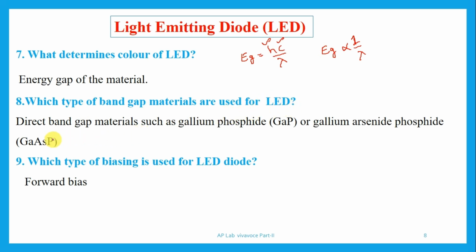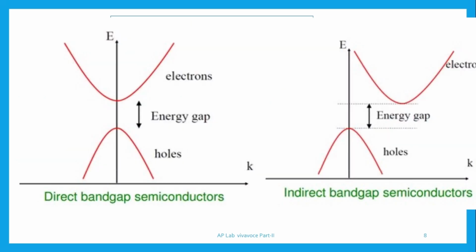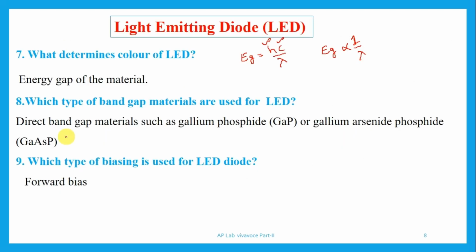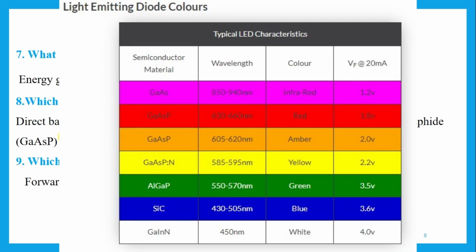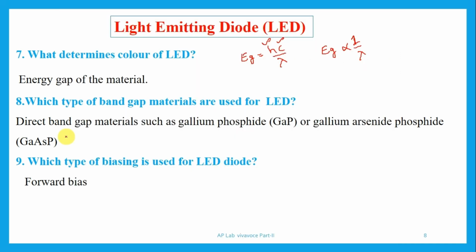Which type of band gap materials are used for LED? We have two types of band gap materials: one is direct band gap, another is indirect band gap. Here we use direct band gap materials for making LEDs, like gallium phosphide, gallium arsenide phosphide, and so on.